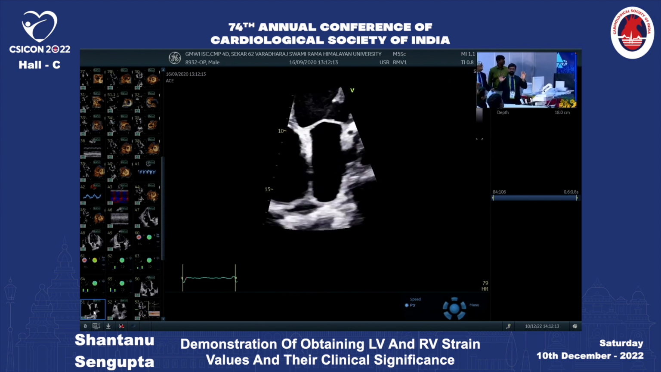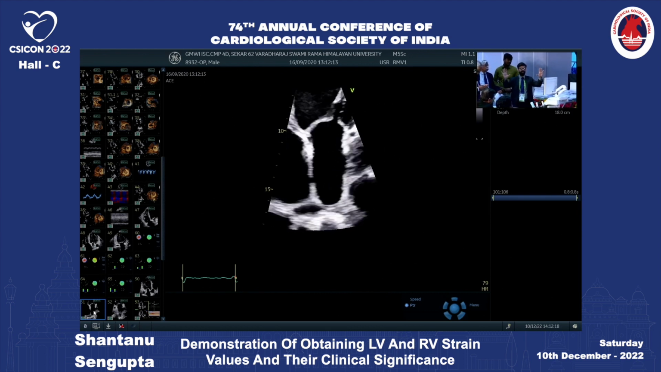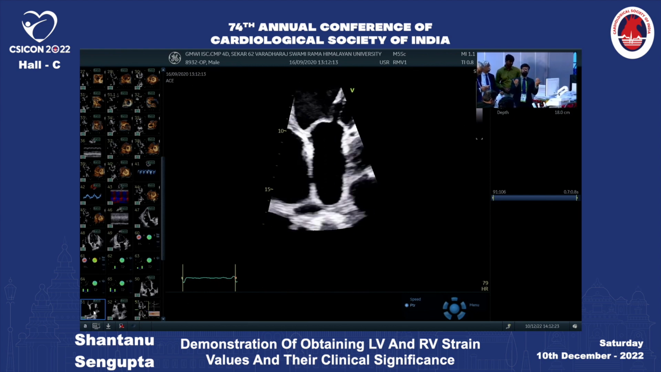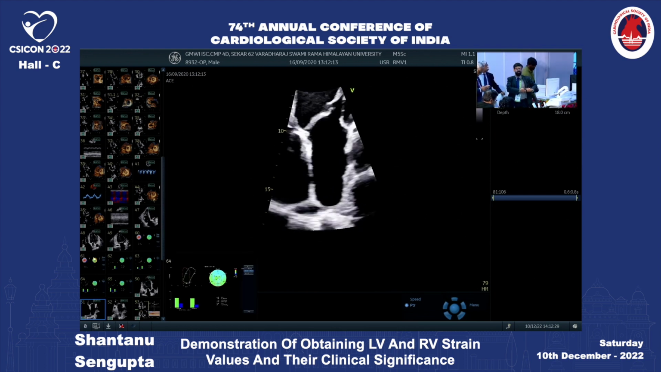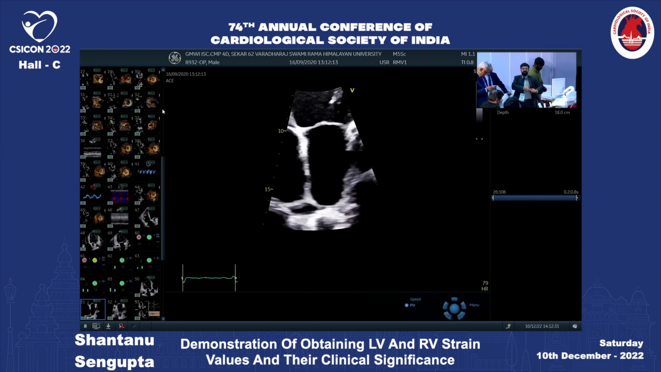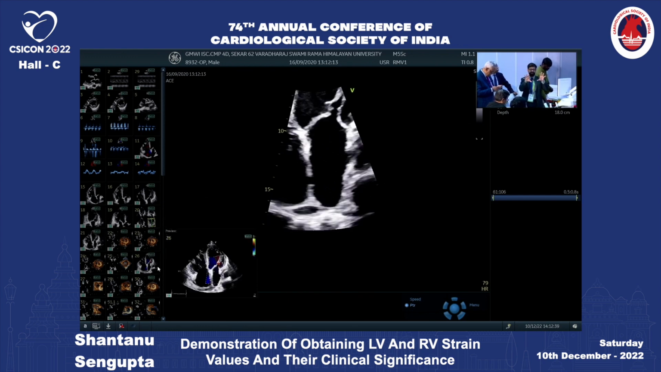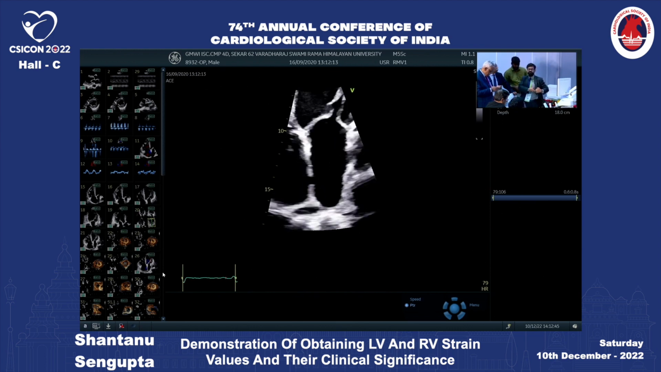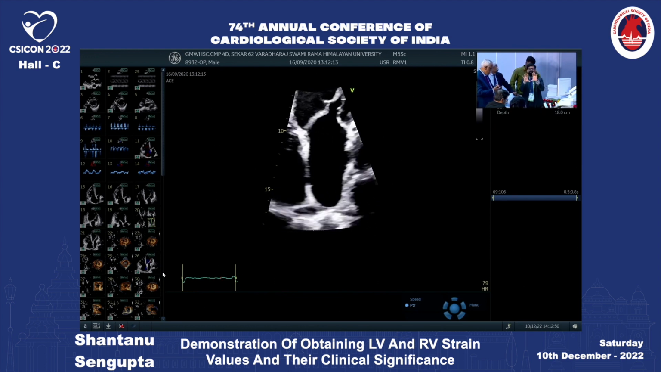Even for LA volume, don't zoom the LA. That has come up. Don't take LA strain or LA volume by the zoom method. Do it by an LA focused view. To do an LA focused view, get an LV view, the apical 4-chamber view, and then go one step above. You are basically foreshortening the LV to bring the LA into prominence. Did you get it? So go to the apical 4-chamber view and go one level up. You foreshorten the LV, so the LA becomes prominent.